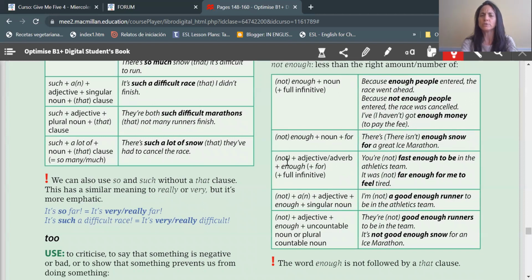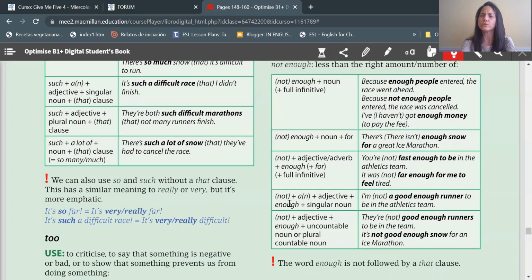The other structure, not plus adjective or adverb plus enough, plus for, plus the full infinitive. You are not fast enough to be in the athletics team. The adjective fast, enough, plus the to infinitive, be in this case. It was not far enough for me to feel tired. The adverb far, plus enough, for somebody, in this case me, to infinitive, in this case, to feel.